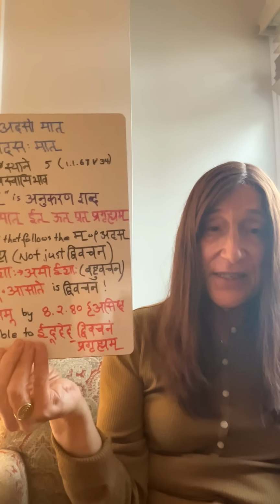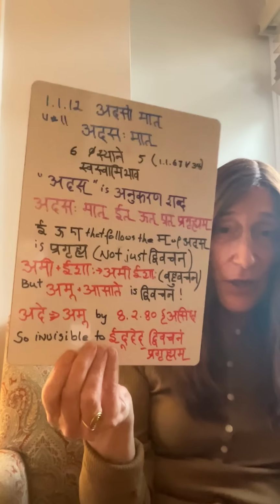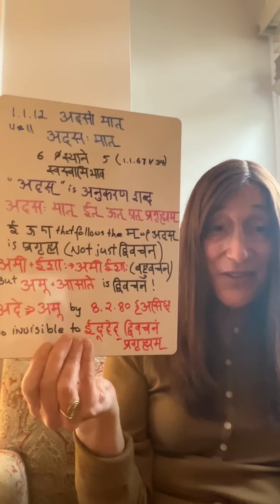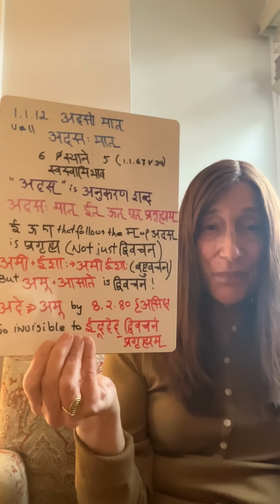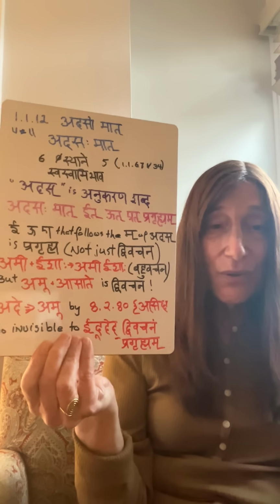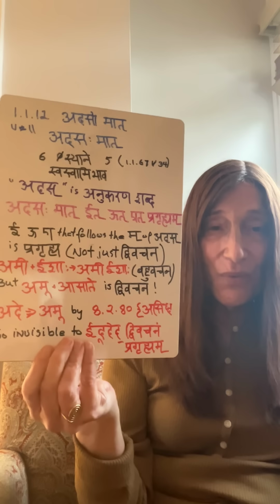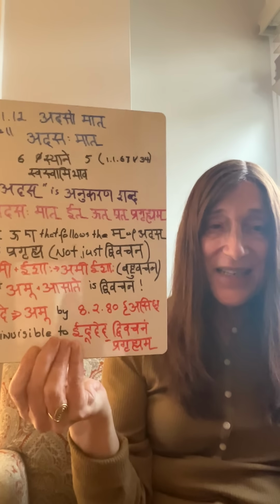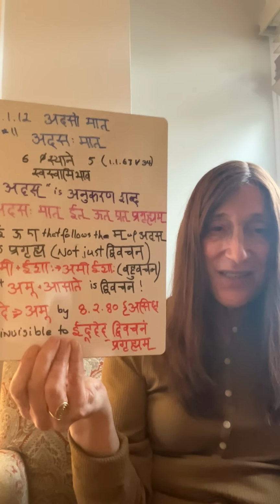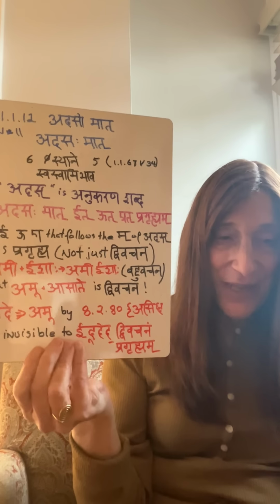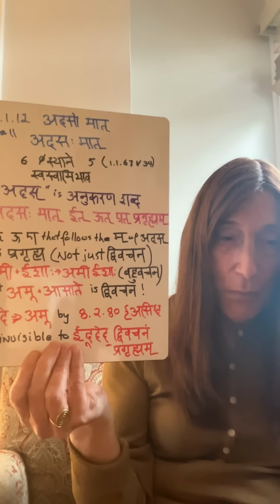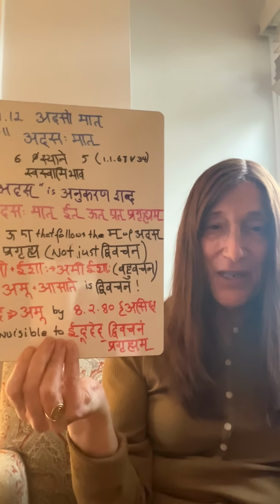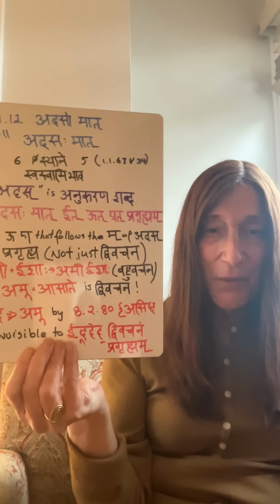So since it's invisible and we want it to be pragrihya, that's where Adasomat comes to the rescue. It comes to the rescue because it explicitly includes the dirgha u, which follows an m, which pertains to adas, and then we get the correct outcome, which is the u is pragrihya, and we have the example of amu asate, and it stays pragrihya, and nothing bad happens.